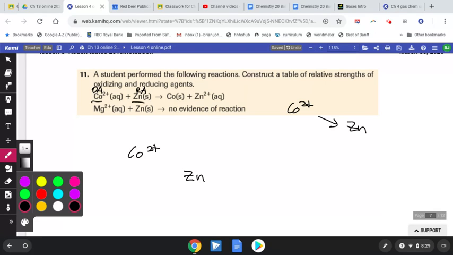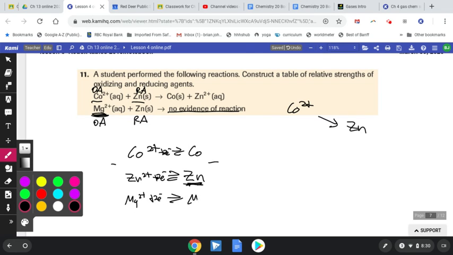Cobalt sits above zinc. So I can write cobalt solid, gains 2 electrons. I can do zinc's half reaction, zinc 2 plus, gains 2 electrons, and I've left space here in case I need to sneak one in between. Magnesium 2 plus does not react with zinc solid. So there's zinc. Where does magnesium 2 plus go as the oxidizing agent? It has to go below zinc, so it sits here.